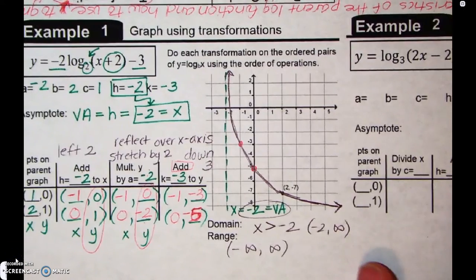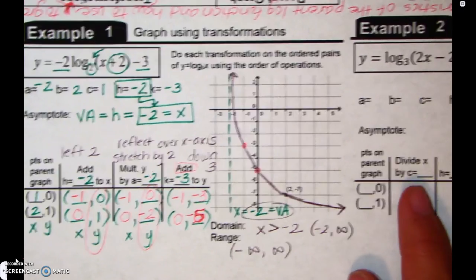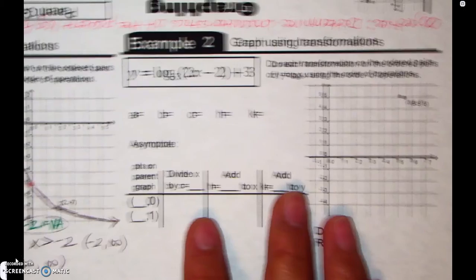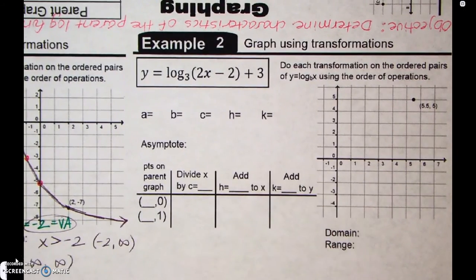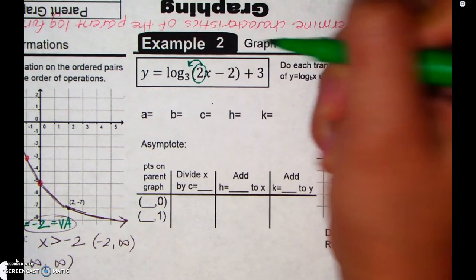Okay, after looking at example 1, we're going to go ahead and move on to example 2. Example 2 is a very good example, okay? The only difference in this example is that it has a 2 in front of the x, but it's inside of the parentheses. So I actually need to factor out the 2 and bring it to the outside.